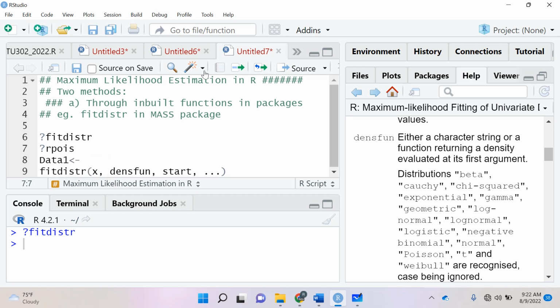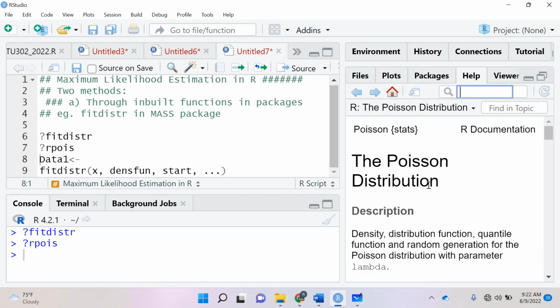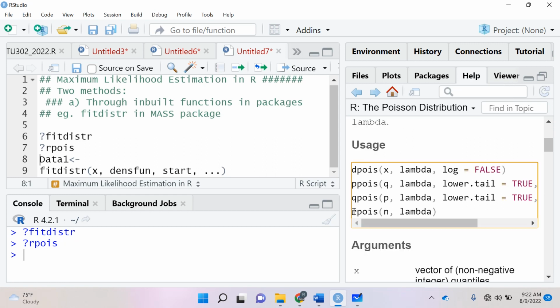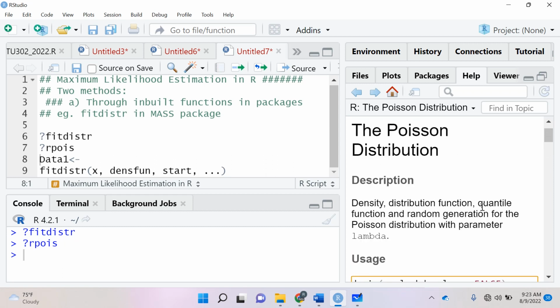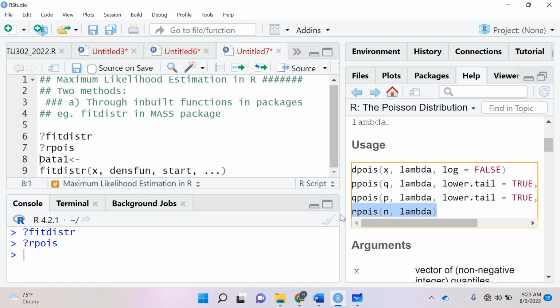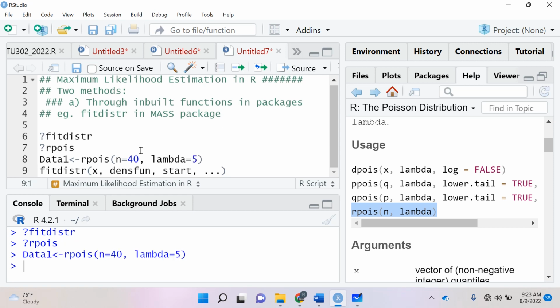So that's the random number generation from a Poisson distribution. Poisson is in the stats package, and rpois is generation. If you go here, it tells you random number generation, density, distribution function. This is random generation, so the random generation is r. Okay, so I do this. My n is maybe 40, and then my lambda is equal to, let's say, 5. So I simulate these observations.